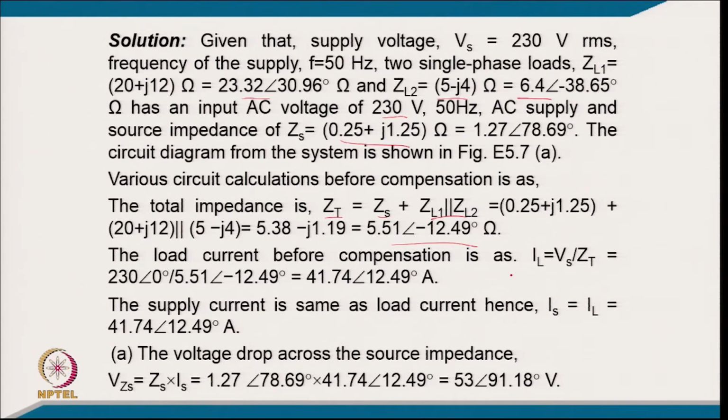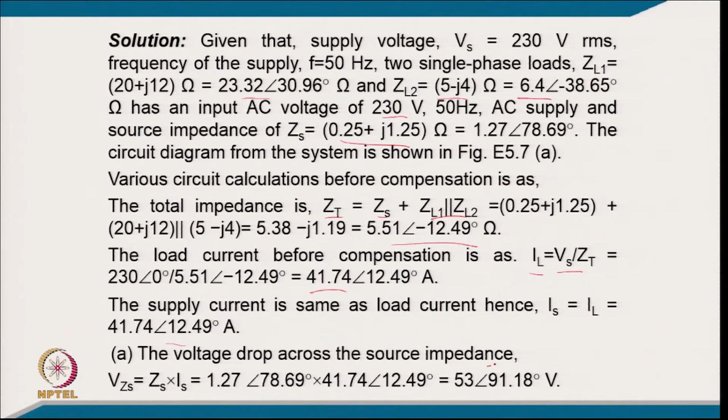The load current before the compensation, IL equal to Vs upon ZT, comes to 41.74 ampere at the angle of 12.49 degree, and the supply current is the same as the load current. So, that comes to 41.74 ampere at the angle of 12.49 degree.